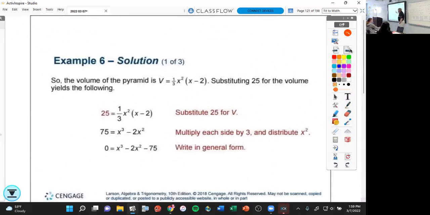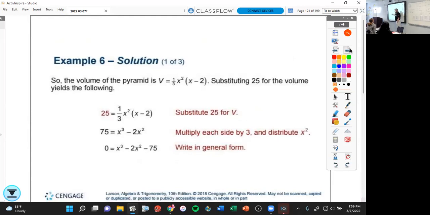Here it is. The volume is 1/3 times x squared times x minus 2. They tell us that we have 25 cubic inches of wax. So there's the volume. So we're going to change the V to 25.